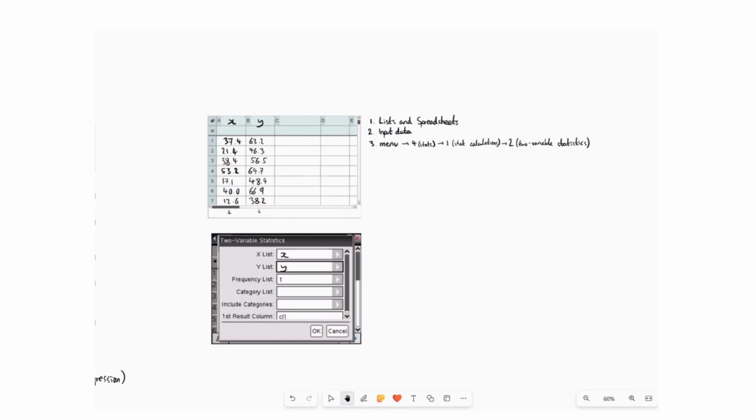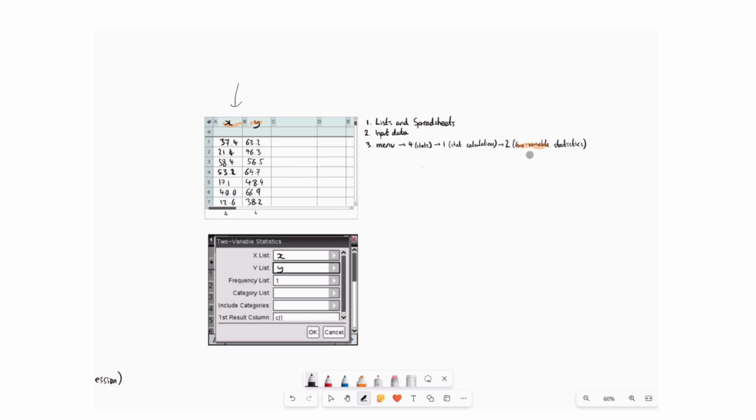What you want to do, you want to go into lists and spreadsheets. You want to go into input, you want to input your data, just as I have done here. Put your X going down and your Y going down. What you want to then do is press menu, 4 stats, and 1 stat calculations, and then number 2, 2 variable statistics. Now, just to highlight, the reason we say 2 variable statistics is that we have an X and a Y. Those are 2 variables, warm-up time and percentage score. So just to clarify that, if that didn't make any sense. So put those in.